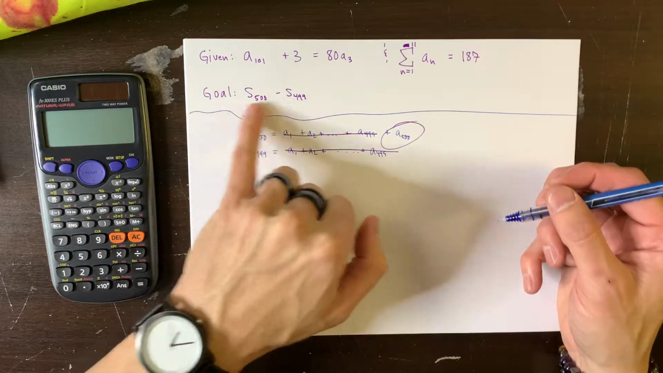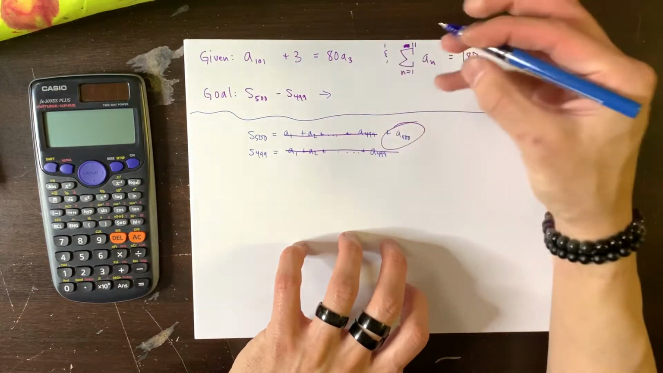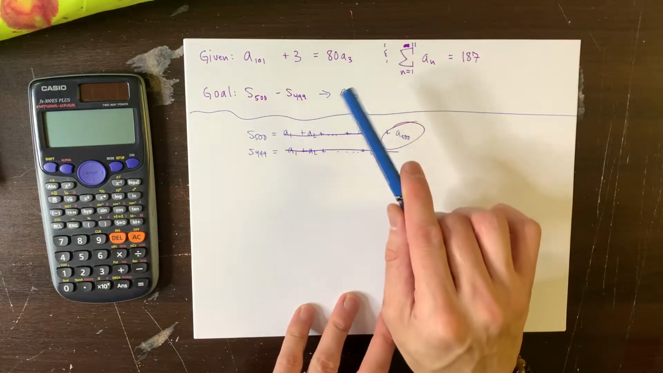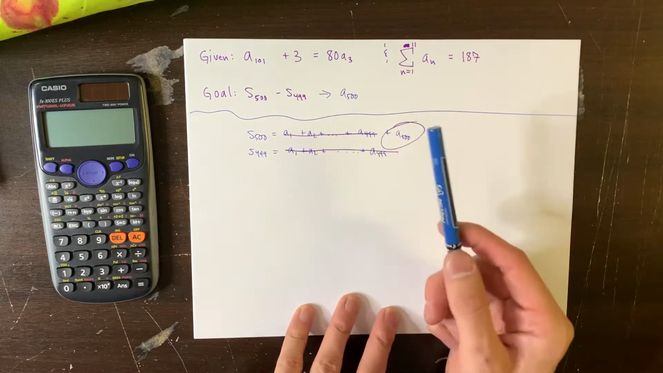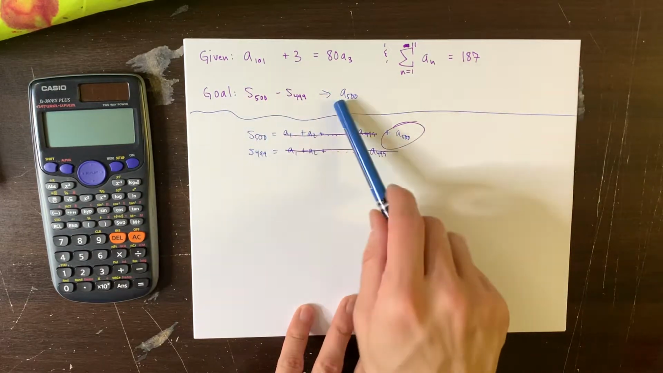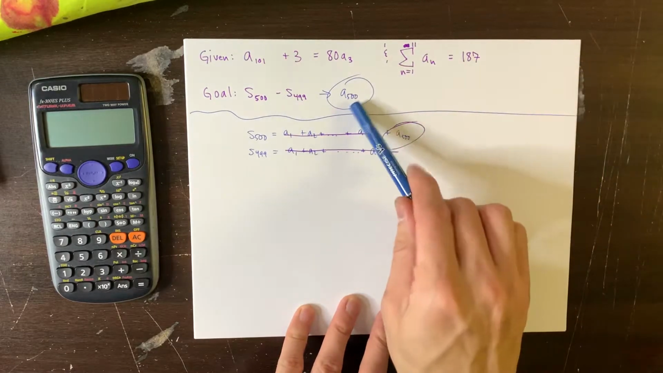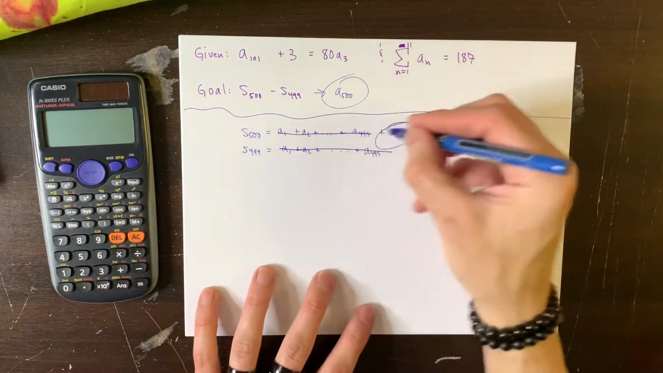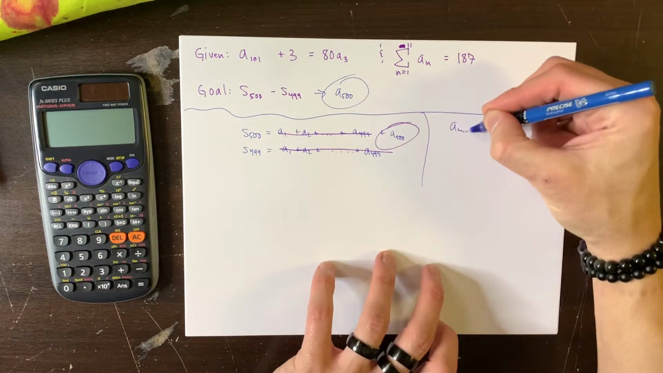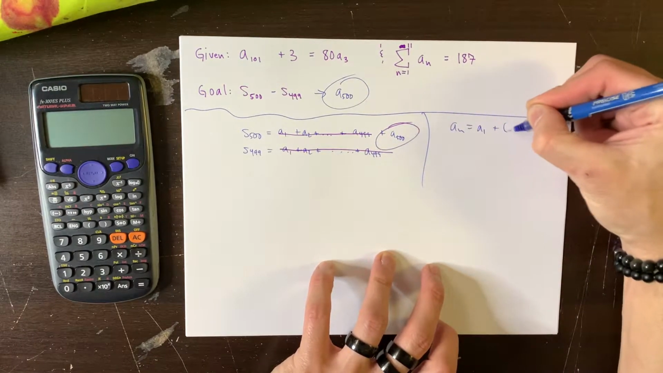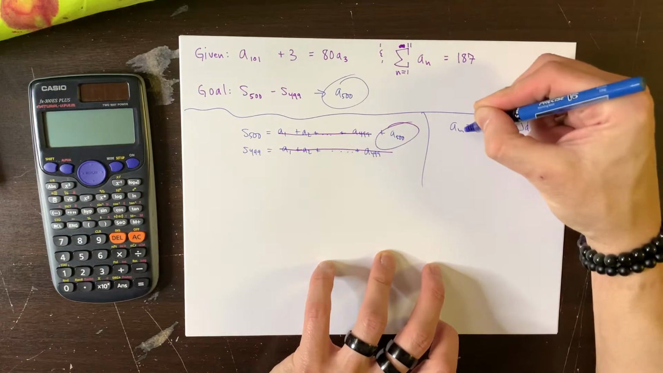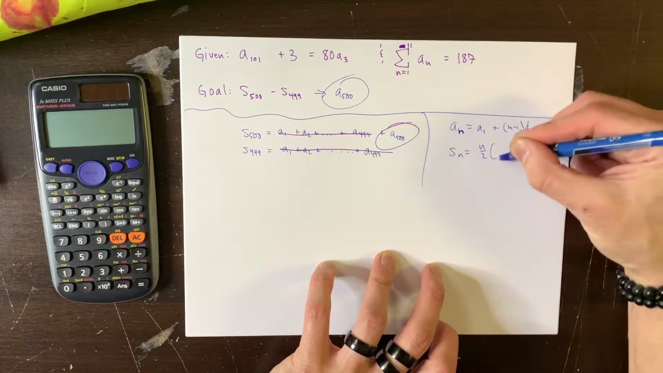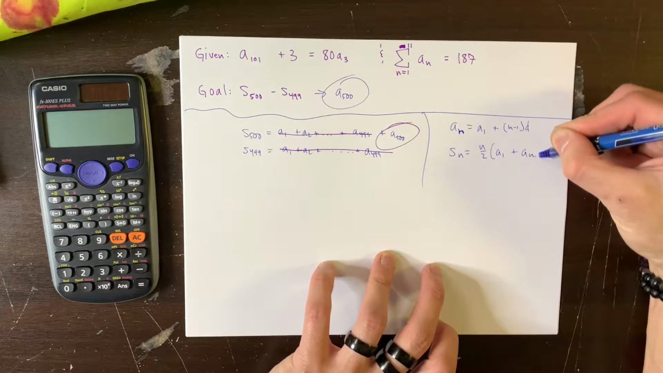So really the goal here is just to find the 500th individual term. That is the interpretation. That is the goal because this equals that. So what are the two formulas that we're going to need? We're going to need the arithmetic sequence formula, which is this one here, and we're going to need the arithmetic series formula, which is this one there.